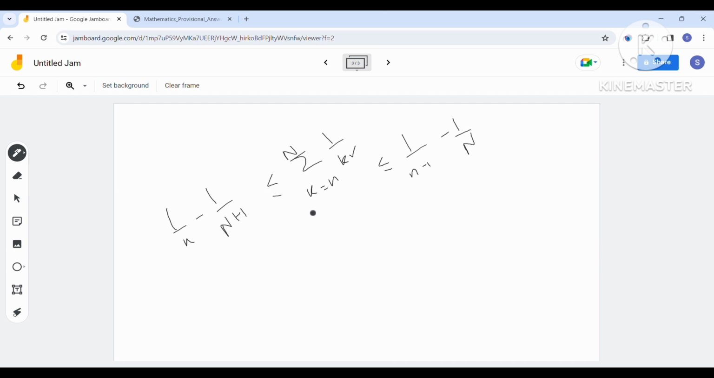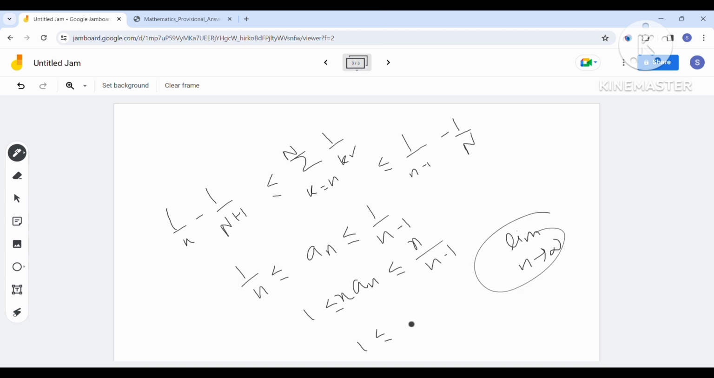Then if you take both sides capital N tends to infinity, you will have 1 by n less than or equal to an less than or equal to 1 by n minus 1. Then 1 less than or equal to n times an less than or equal to n by n minus 1. Then again if you take limit n tends to infinity, you will have this limit less than or equal to 1. And by sandwich theorem, L has to be 1. That means limit of n times an has to be 1.